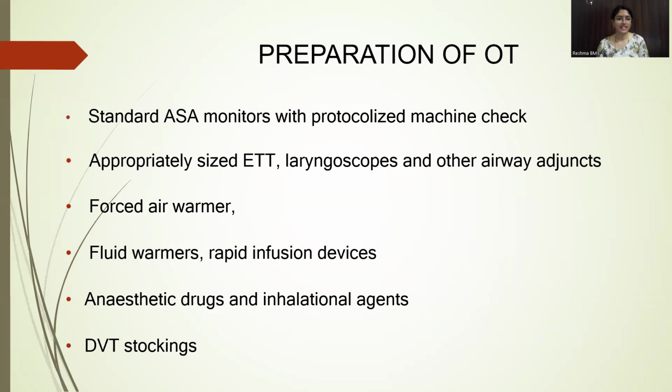OT is prepared with standard ASA monitors with protocolized machine check. Appropriately sized ET tubes, laryngoscopes and airway adjuvants are kept ready. Forced air warmer, fluid warmer, and rapid infusion devices are kept. Anesthesia drugs and inhalational agents are kept ready. DVT stockings for thromboprophylaxis are used.